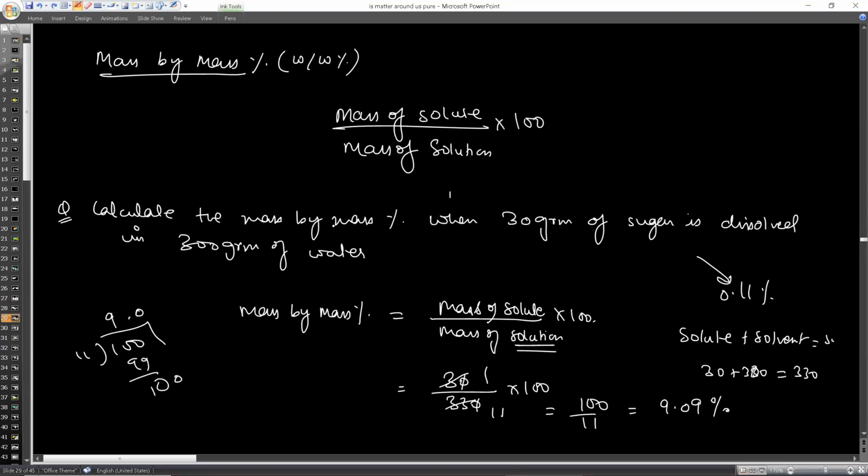Calculate the mass by mass percentage when 30 gram of sugar is dissolved in 300 gram of water. Please try to solve this. Water is a solvent, not a solute, not a solution, so you have to keep the total mass of the solution. Note whatever is written here, and then try to solve it.